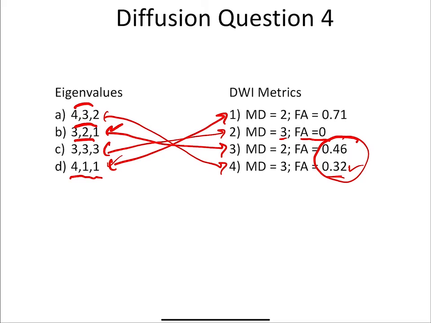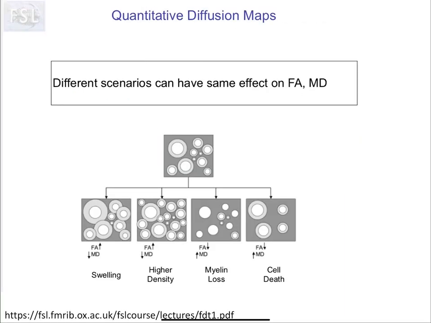Any questions on that? Typically, and I think in the practical, you'll be using DTI fit in FSL. You'll see eigenvalue maps that it spits out, but you'll also get FA maps, and this helps you understand the relationship between those.